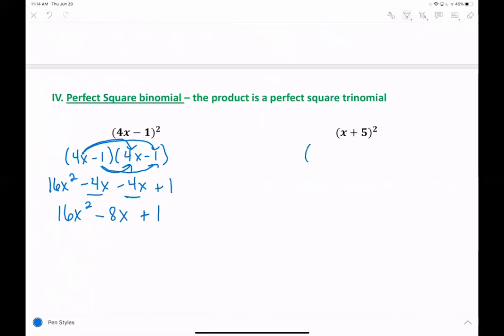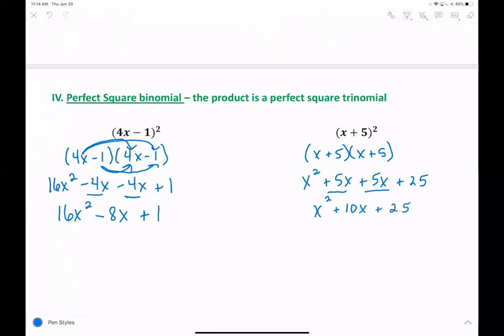So we'll do the same thing over here. We'll write it out twice. All right, we'll FOIL it out. First times first is x squared. Outer times outer is 5x. Inner times inner is 5x. Last times last is 25. We're going to combine those. Notice they're not going to cancel. We're going to add, so that's going to be a positive 10x plus 25.